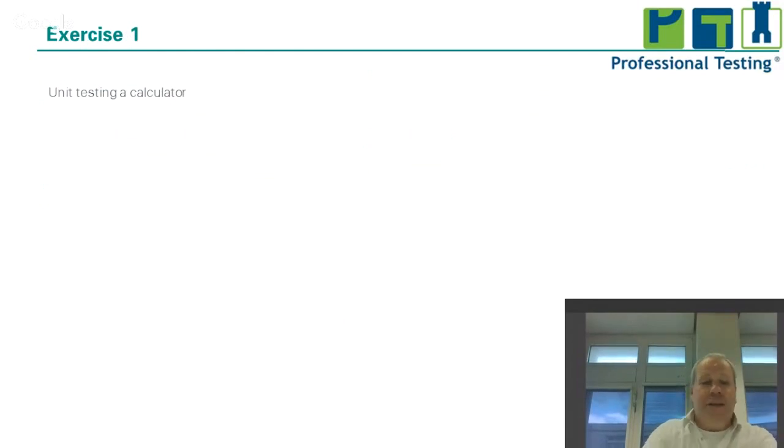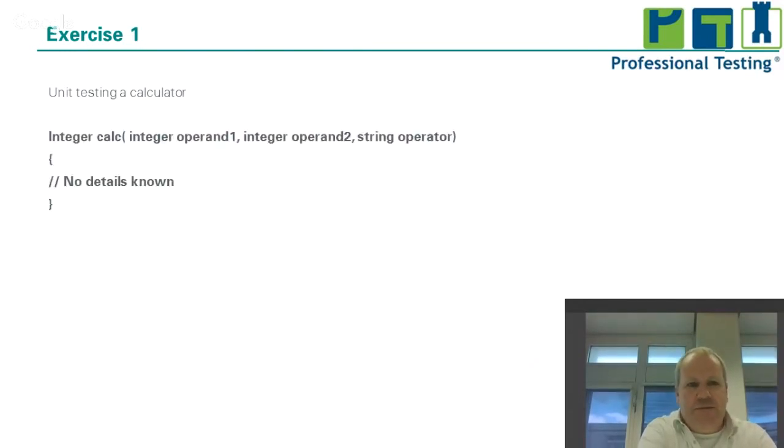So let's think about an exercise. That's where you need your pen and paper. We are going to test a calculator. And the calculator is a function which just takes in operands and an operator and then calculates the result. So we do not know any details yet. This is very agile, to actually have your test cases ready before you start developing. It's called test-driven development, as some people might know.